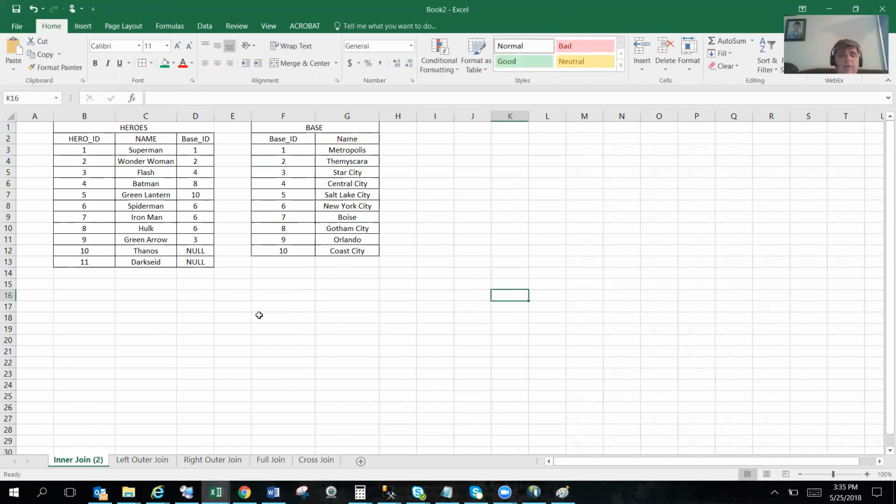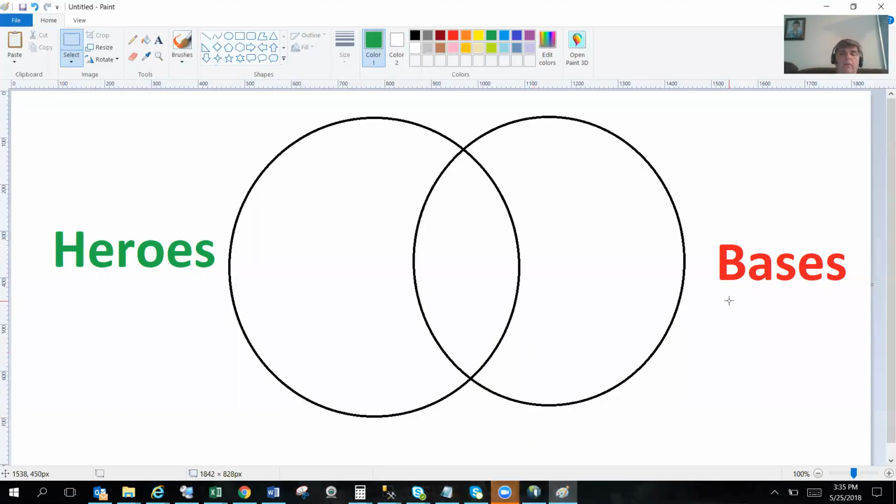So the first join I want to talk about is something called an inner join, which is the easiest to understand. Basically a join can be explained by a Venn diagram. Each table is a different circle within that Venn diagram. In this case, we've got a heroes table and a bases table. So here's the heroes circle and the bases circle. An inner join gives you data from where the two tables connect. They join on something specific. In this case, they're joining on the base ID column.